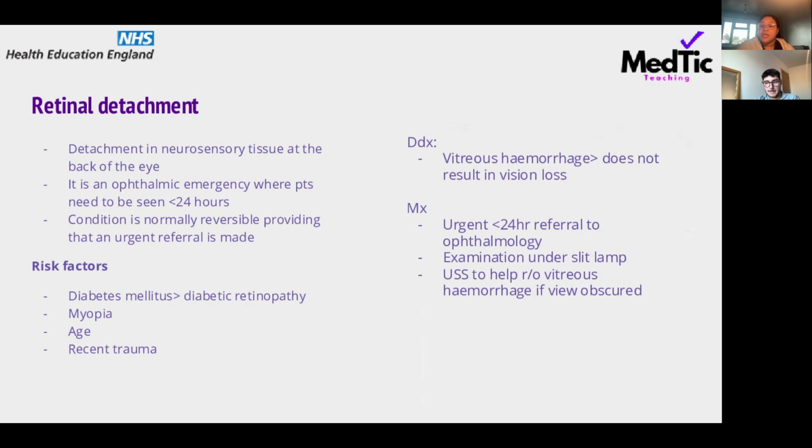So retinal detachment is the detachment of the neurosensory tissue at the back of the eye. It's deemed an ophthalmic emergency, so patients need to be seen within the first 24 hours of their presentation. The condition is normally reversible and treatable, providing that they are seen within those first 24 hours. So generally, the ophthalmologist might do a surgical repair, something like a retinopexy or a vitrectomy.